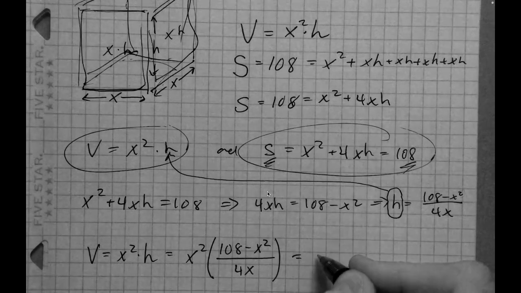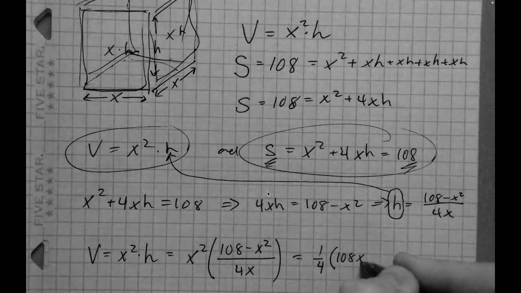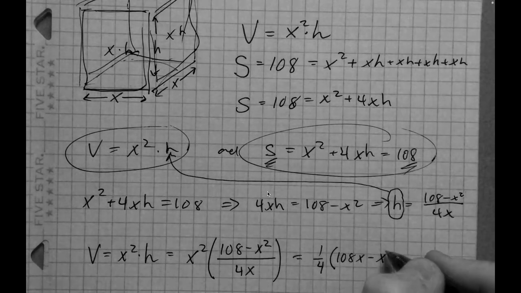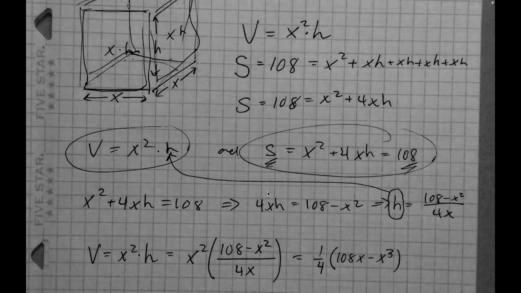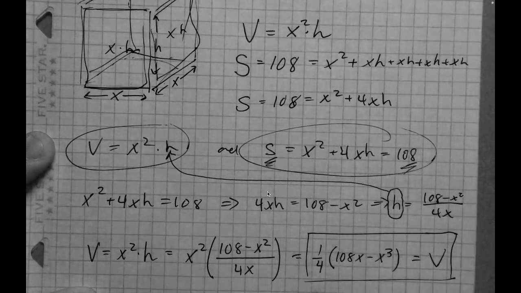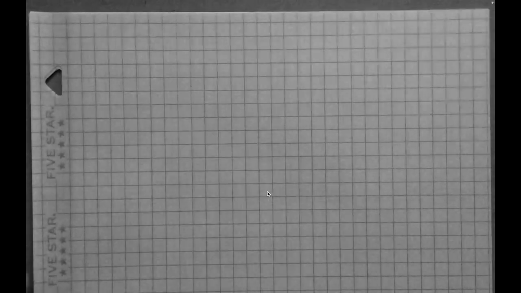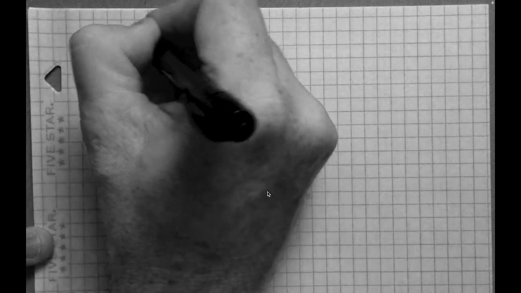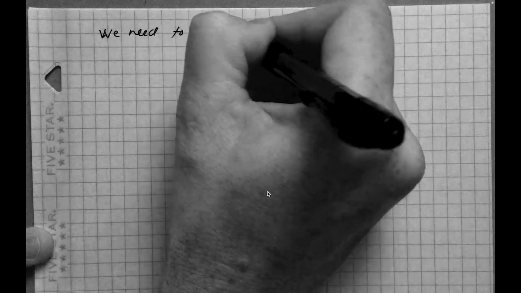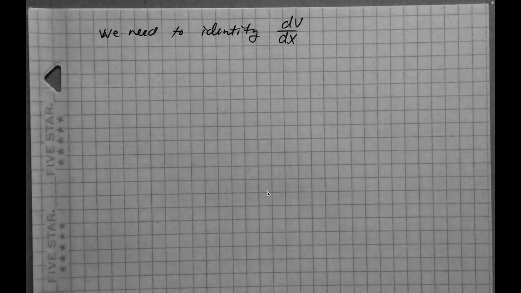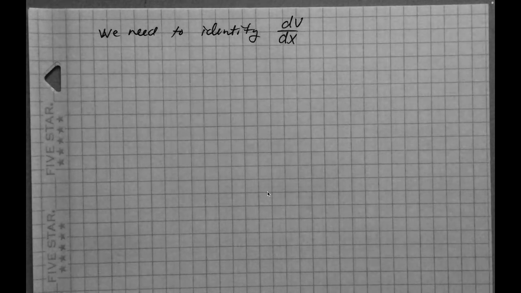And we could clean this up a little bit. What we would end up with is the x's will cancel, and you'd have 1/4 times 108x minus x cubed. All right, so this is what we need to maximize. We want to maximize the volume, and this is how we've got the volume set up. So in order to maximize this, we're going to need to identify dV/dx, the derivative of V with respect to x. So that's the change in the volume with respect to the change in the length of x. And as you change x, it's set up in such a way that the surface area constraint will also be maintained.